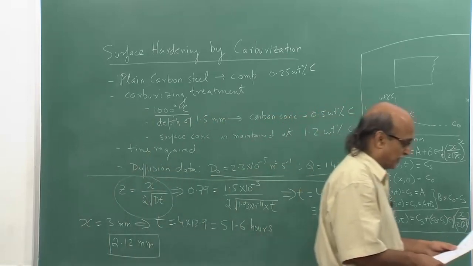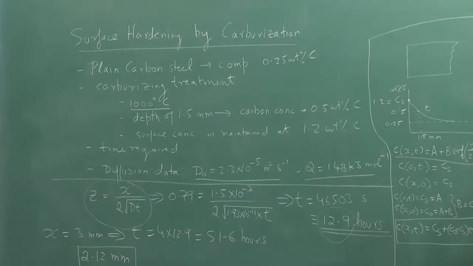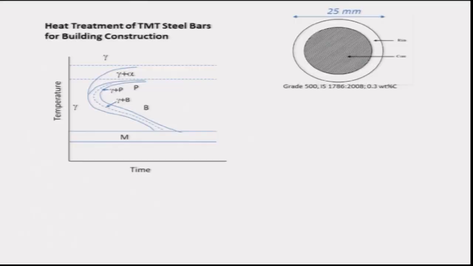So with this, I will close the discussion on surface hardening, a very important application, and let us move to another application: thermomechanically treated steel bars for building construction. They come in various diameters. One particular diameter that is used is 25 millimeters. And they come in various grades. This particular grade, grade 500, has a carbon content of 0.3%.